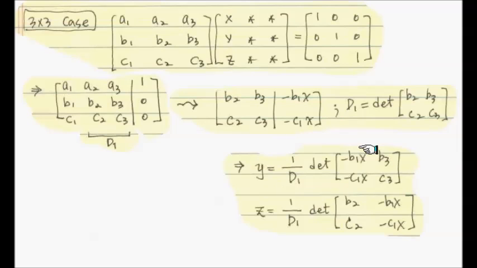So y is going to be 1 over the determinant times the determinant of this coefficient matrix, where the first column is replaced by the right-hand side of the equation, negative b1x, negative c1x, and b3 and c3 are the same as in the coefficient matrix. The same for the other part. The z is the second variable for this 2 by 2 equation, and it's 1 over the determinant of the coefficient matrix times the determinant of this matrix, where the second column is replaced by the column on the right side of the equation.